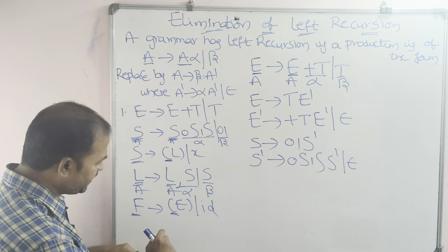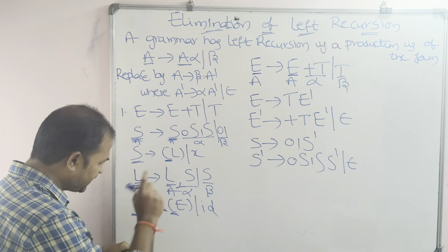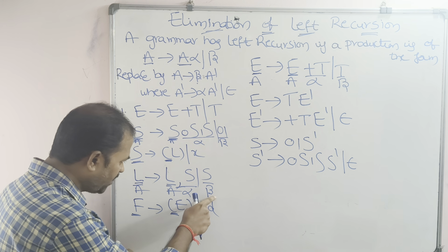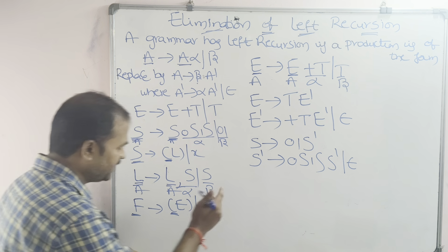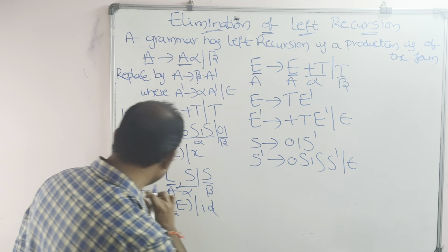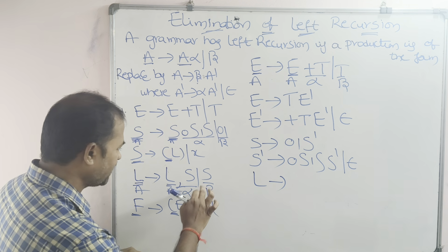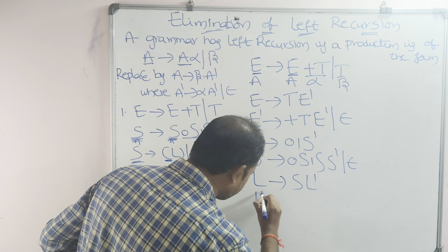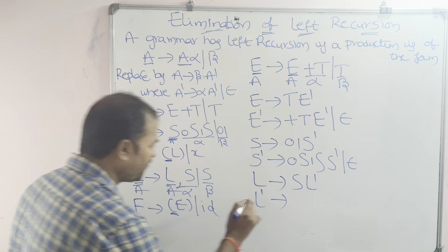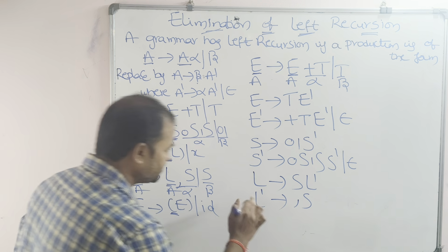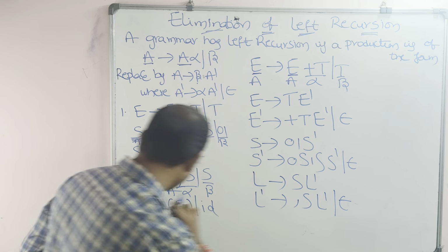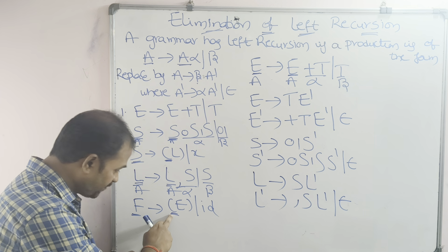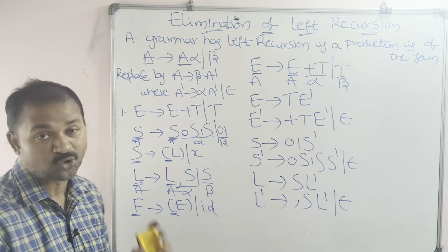L produces L, S | S. The left-hand side non-terminal and the right-hand side non-terminal are both the same, so this production has left recursion. It is of the form A produces Aα | β. Here A means L. So replace this production by L produces βL', where beta means S and A' means L'. L' implies αL', where alpha means ,S, so L' implies ,S L' or epsilon. Let us observe the last production. Here the left-hand side non-terminal is F, and the right-hand side begins with a left parenthesis. So both are different, so no left recursion.